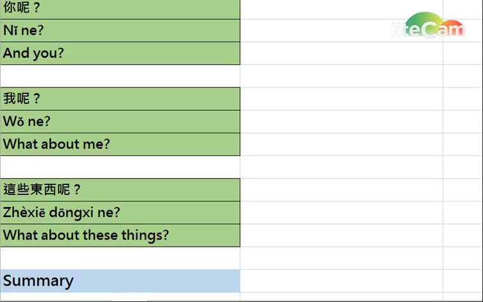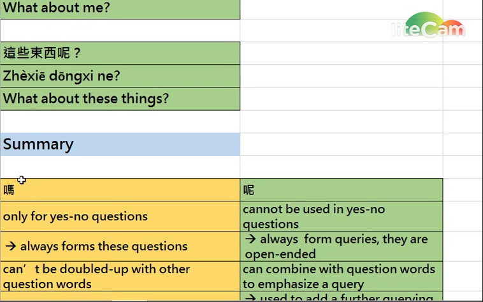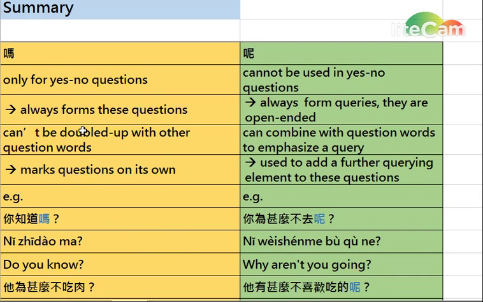And also there are a few other uses for the particle ne in Chinese grammar, but we won't go into details about those in this sharing. And now we have the summary for the use of particle ma and particle ne. For the particle ma, it is only used for yes/no questions and always forms these questions. The questions can't be doubled up with other question words.